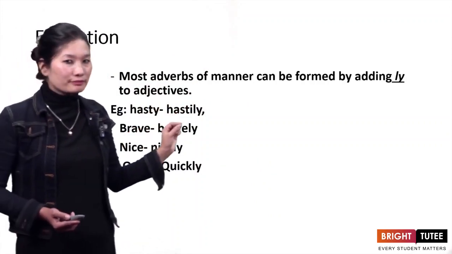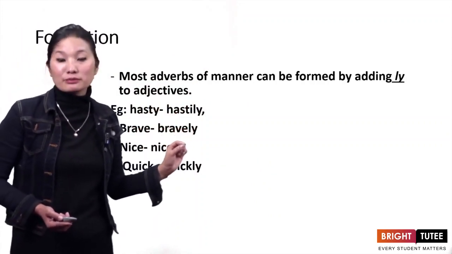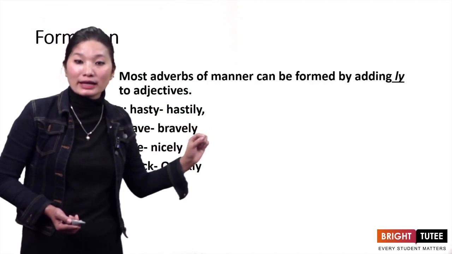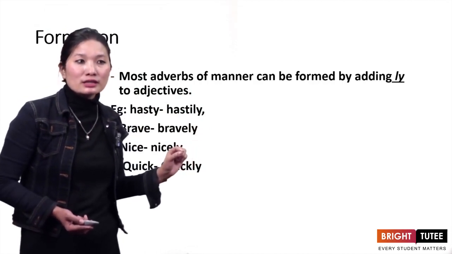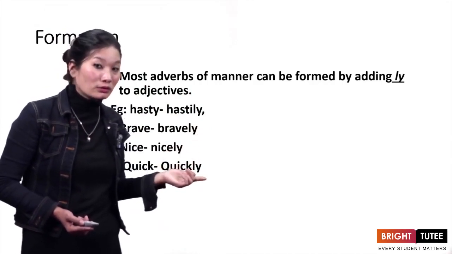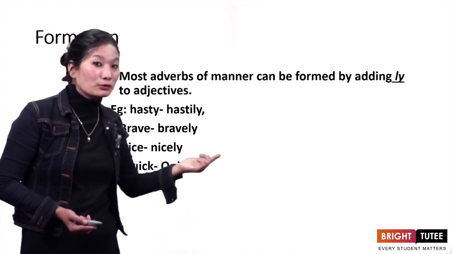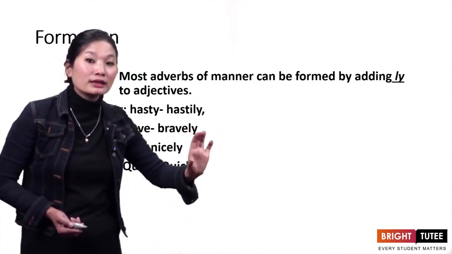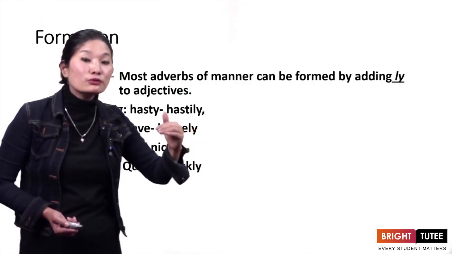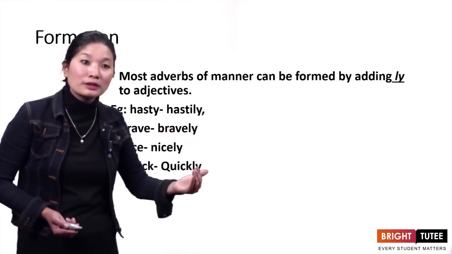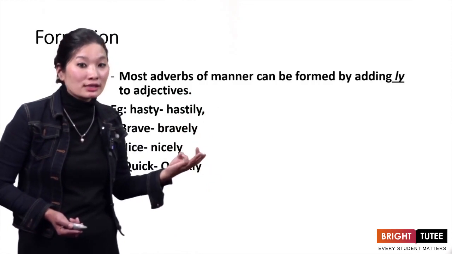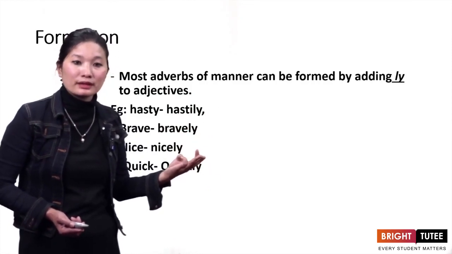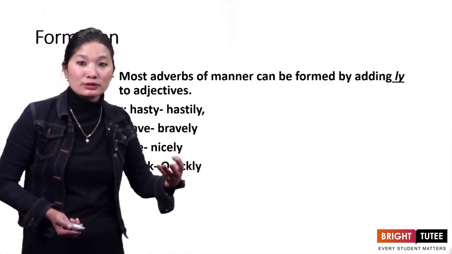And adverbs of manner can be formed by adding ly to the adjective. She sang a beautiful song. Beautiful is talking about the song. That is the adjective. But if you want to make it an adverb of manner, you can say she sang beautifully. Okay? She sang beautifully.